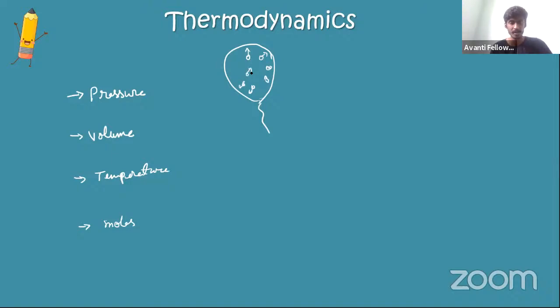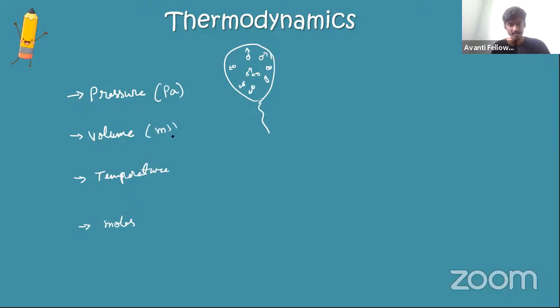They keep colliding among themselves, and they keep colliding with the wall. So these molecules exert force on the boundary of the balloon, which is called pressure. The unit will be pascals. And volume: as you blow more air, the balloon becomes bigger and bigger, and it's going to occupy more space.